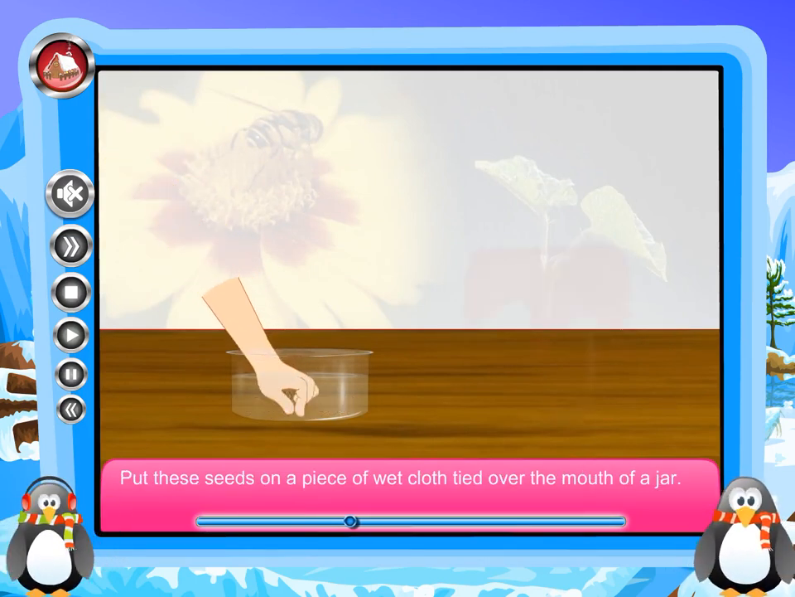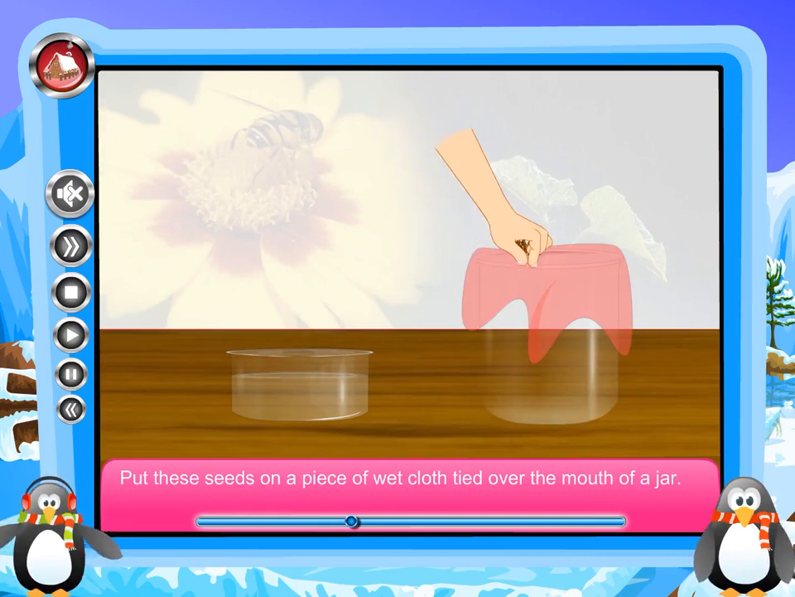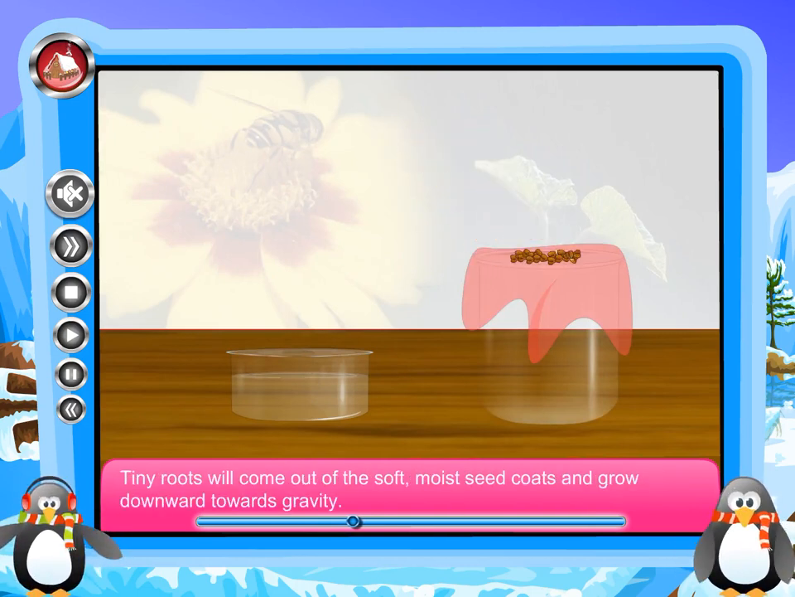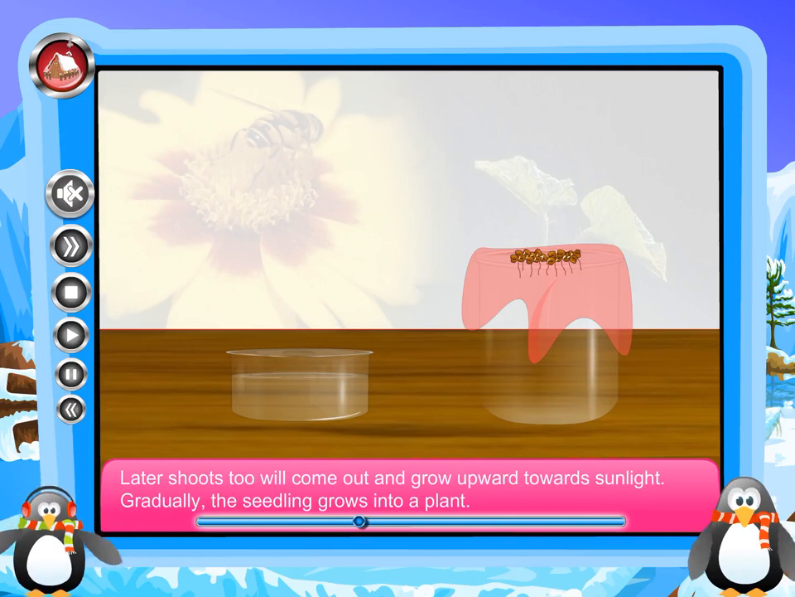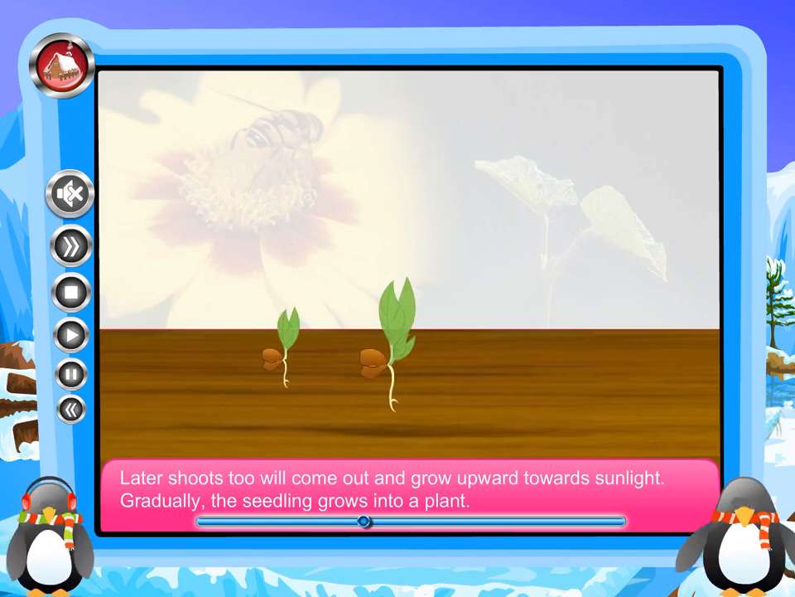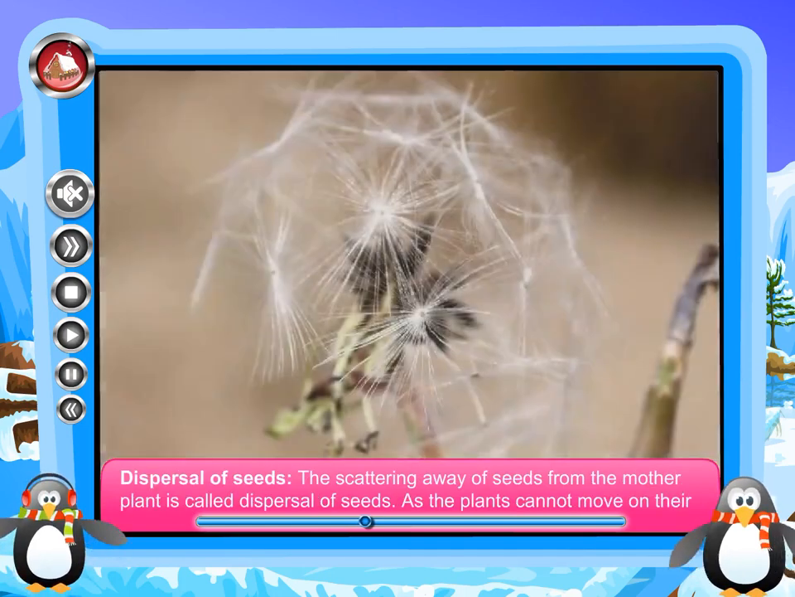Put these seeds on a piece of wet cloth tied over the mouth of a jar. Tiny roots will come out of the soft, moist seed coats and grow downward towards gravity. Later, shoots too will come out and grow upward towards sunlight. Gradually, the seedling grows into a plant.